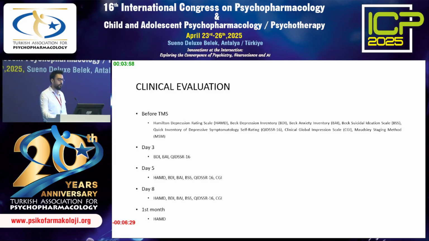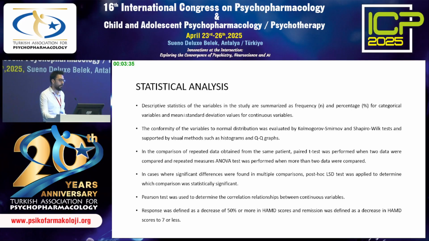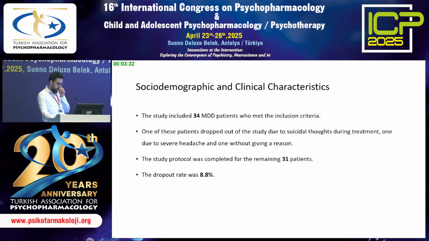Especially the Hamilton Depression Rating Scale, the Beck Depression Inventory, the Beck Anxiety Inventory, and the Beck Suicidal Ideation Scale were used, and on day 3 the BDI was used. Day 5 for the ones who are following up with their treatments. The 3 scales are still continued. And also the patients were reviewed with Hamilton.